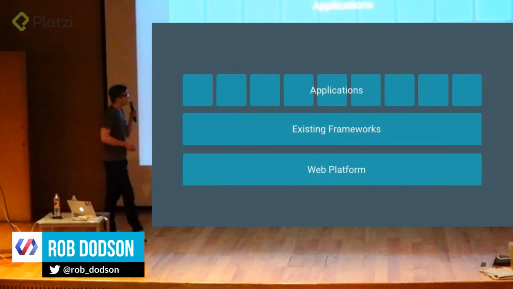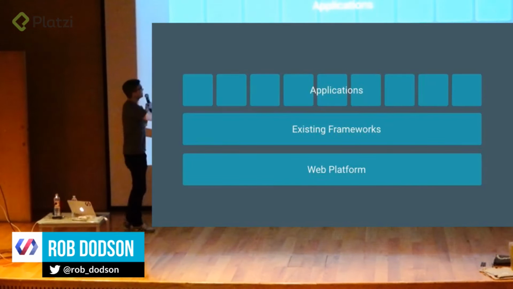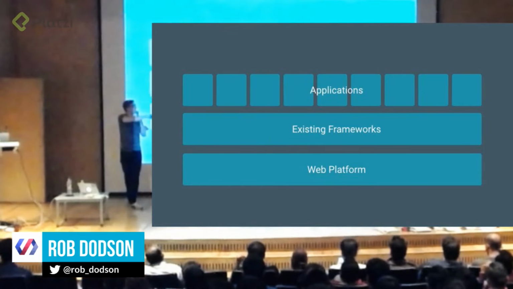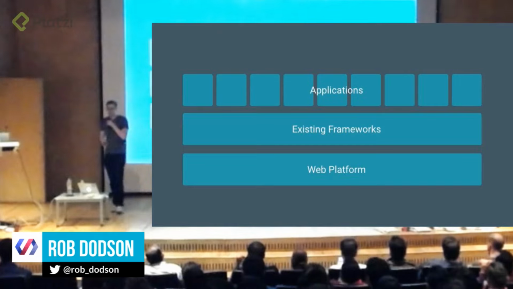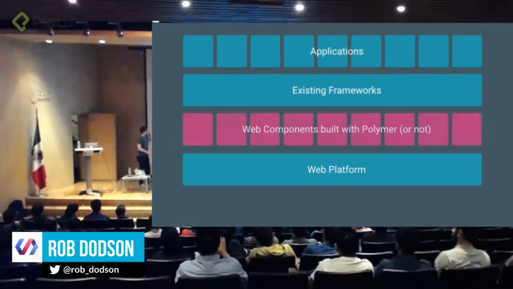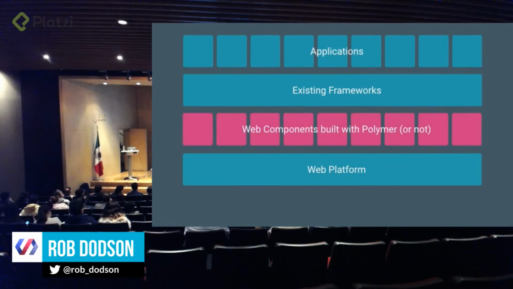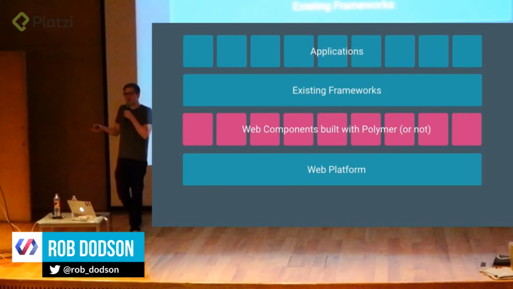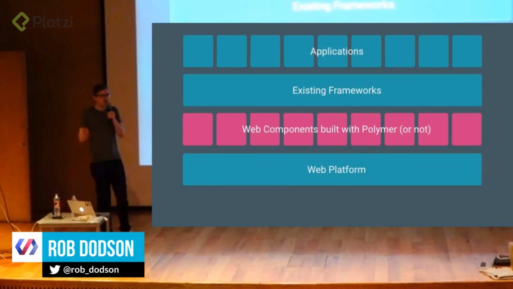So if this is the world that we're in today, where you have the web platform at the bottom, you have your existing frameworks like Angular, Ember, whatever, on top of it, and that's what we use to build our applications. Where we want to get to is a place where we actually have web components that are sort of the building blocks for our applications. And these can be, again, built with Polymer, but they don't have to be. They could be built with vanilla JavaScript, they could be built with Xtag, but you can use them all together. And if you want to then still use a framework like Angular, you can totally do that, but you don't have to. You can build the whole app out of components if you wanted to.